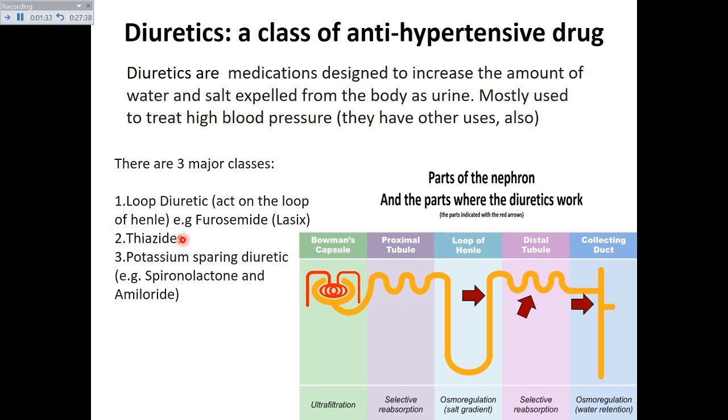Okay, we have another drug called thiazide that acts on the distal convoluted tubule, this part of the kidney, and we have potassium sparing diuretics like spironolactone and amiloride.